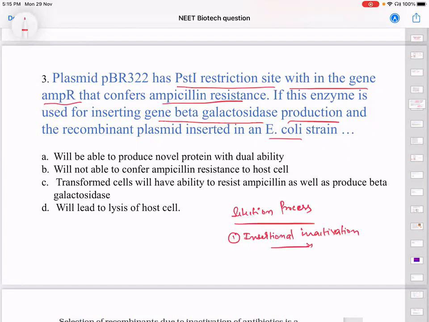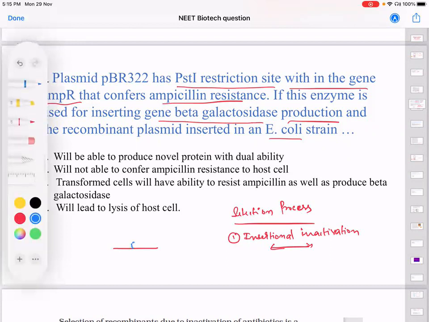So it's actually selection process is a very big topic, of which insertional inactivation means if already a gene is there, say assume that there is a gene already present. If I'm going to insert another gene, say assume that this is going to be the gene A, I'm going to insert gene B. Due to the insertion of gene B, gene A becomes inactivated, right? Gene A becomes inactivated.